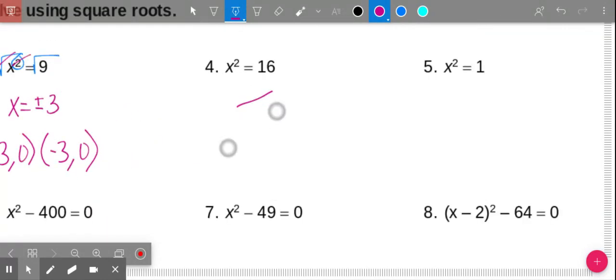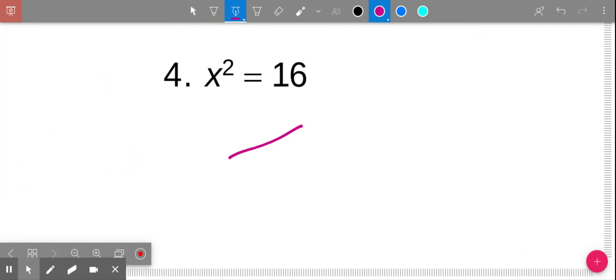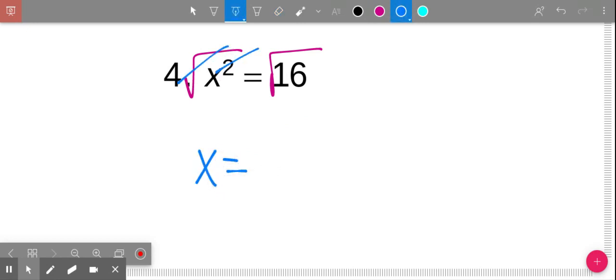Same thing with the next one. I have x squared equals 16. Take the square root of both sides. The square root and the square cancel each other out. I'll get x is equal to the square root of 16, which is 4. So it's going to be plus or minus 4.